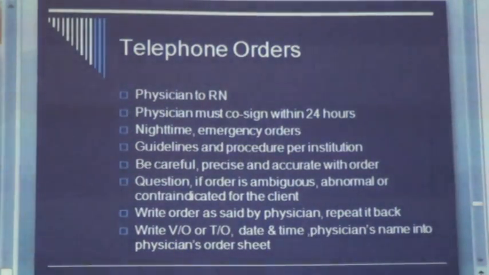Be careful, precise, and accurate with orders. So if you have any question, if you think the order is ambiguous, abnormal, or contraindicated for the client, for example the patient has diabetes and the physician is giving an order of 5% dextrose or DNS, you have to question that: the patient has diabetes, should I give the D5 or DNS? You must question. Write the order as said by the physician and repeat it back, and write verbal order or telephone order. Date and time are very important, and the physician's name also, in the physician's order sheet.